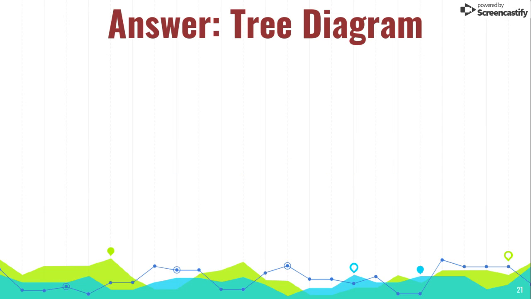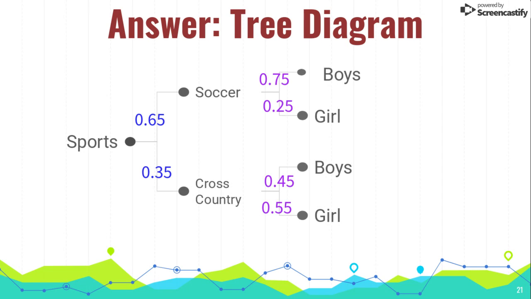We did a tree diagram for organization. You could pause the video and make a tree diagram and answer the questions and see if it matches. This is a tree diagram that we did. 0.65 for the soccer and 0.35 for cross country. And then the boys 0.675 and then 0.25. You guys could see the numbers.